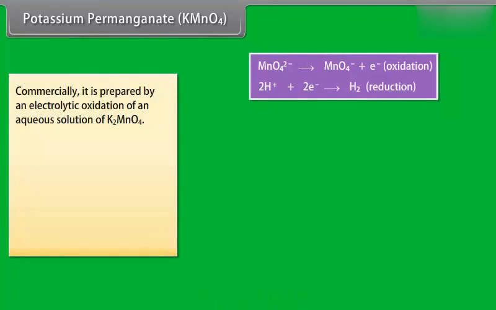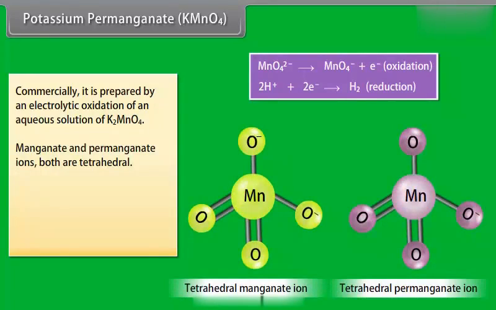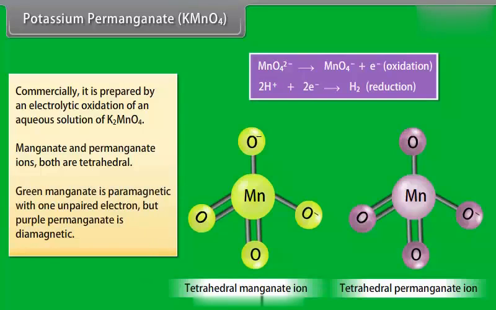Commercially, it is prepared by the electrolytic oxidation of an aqueous solution of K2MnO4. Manganate and permanganate ions both are tetrahedral. Green manganate is paramagnetic with one unpaired electron, but purple permanganate is diamagnetic.